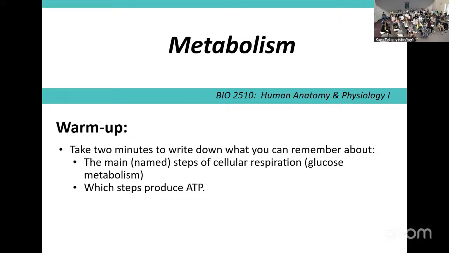So we're going to take 2 minutes to write down what you can remember. So you're thinking steps of aerobic cellular respiration or glucose metabolism, a number of different things you might have called it. We're going to be thinking about ATP production. So you want to be thinking about which steps produce ATP, and if you know how much, great, put that on there. So I'll give you 2 minutes to jog your memories, and then we'll fill in the gaps. This is also for you to remember what you might have forgotten.